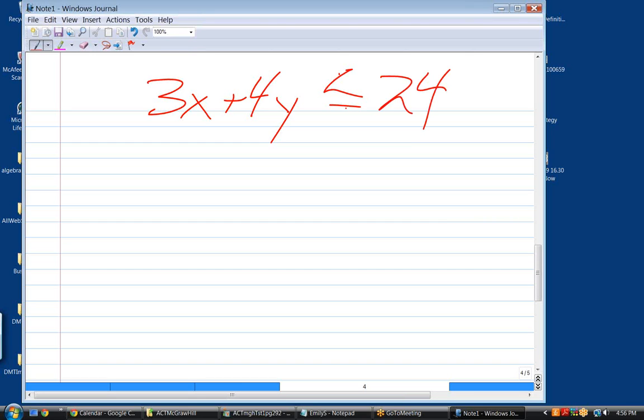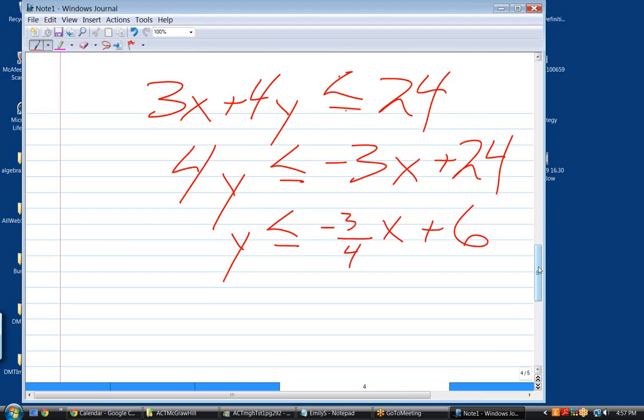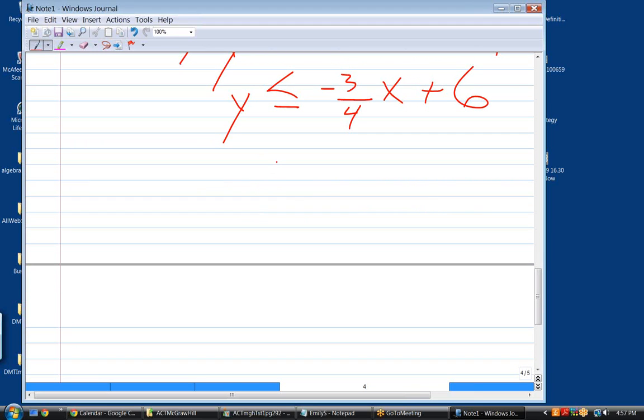For graphing something, the way I graph is, first of all, solve for y. In other words, if we can put it into something that looks like y equals mx plus b, we can graph it, right? I'm going to subtract 3x from both sides, then divide by 4. Now I have the inequality in y equals mx plus b. Pretty easy to graph. I go to 6. I do a slope of negative 3/4.